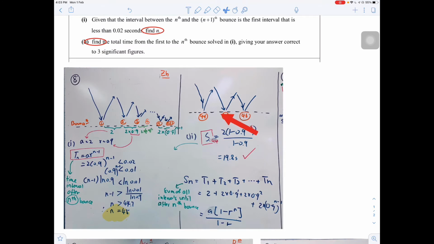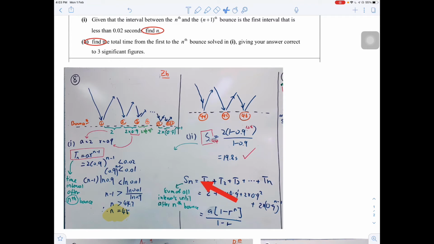If you want to use the formula for GP, the formula is Sn. What is Sn? We also need to be very clear. Sn is the sum of all intervals until after the nth bounce. So I'm going to sum this plus this plus this, all the way until this interval here, after the nth bounce, including this. So it will be T1, T2, T3, T4, and all the way until Tn.